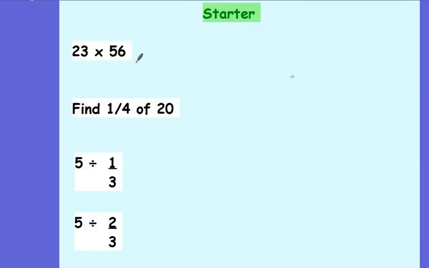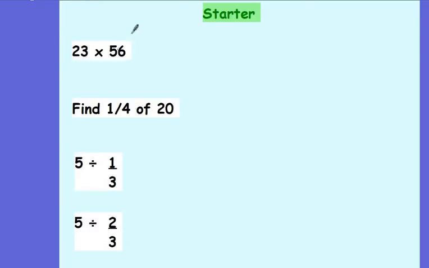Here's a starter for you. Can you work out 23 times 56? Can you find a quarter of 20 for me? Can you do 5 divided by a third and 5 divided by 2/3? Pause the video and have a go at those questions in your light blue books now, please.